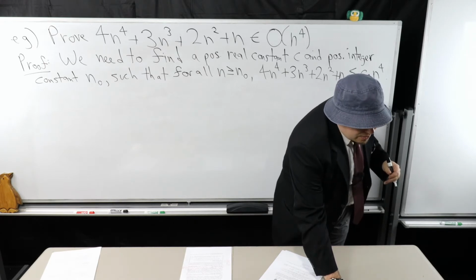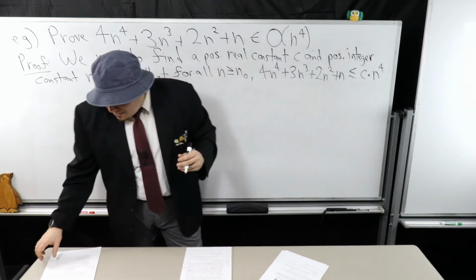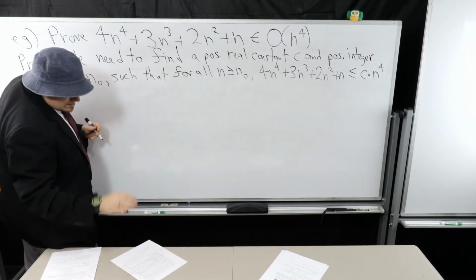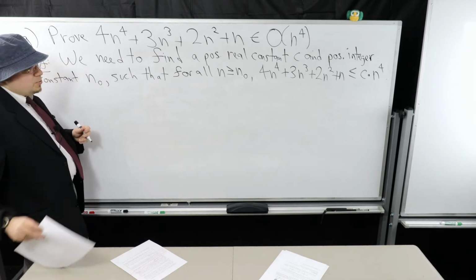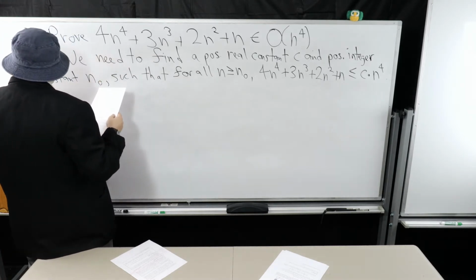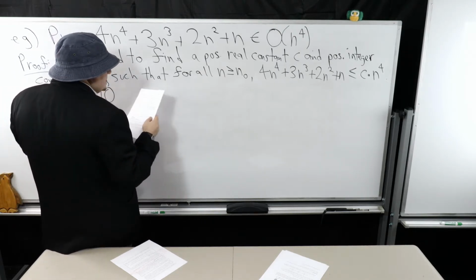So let's see here. I want you to think about this. You see it? Well, I'll give it some reasoning here, and this will hopefully help spill out what C should be. I'm going to pick C equal to 10.